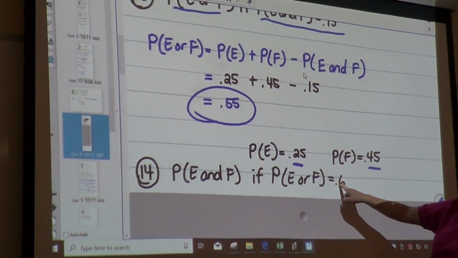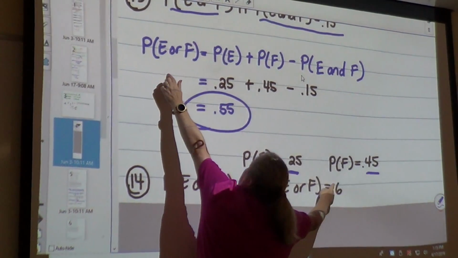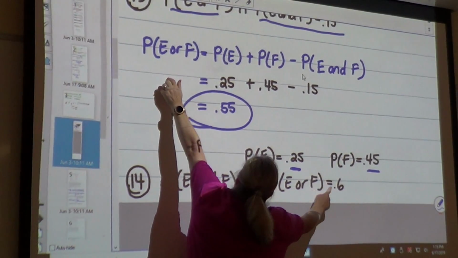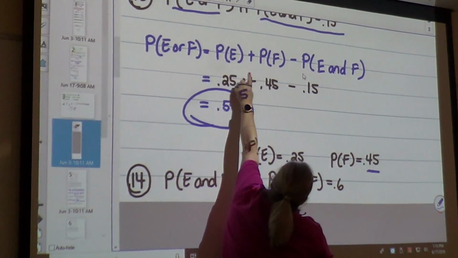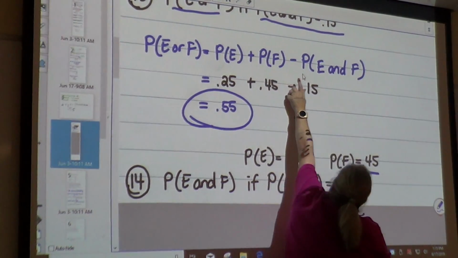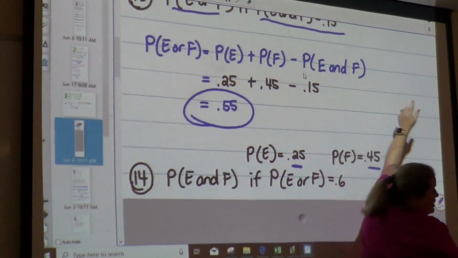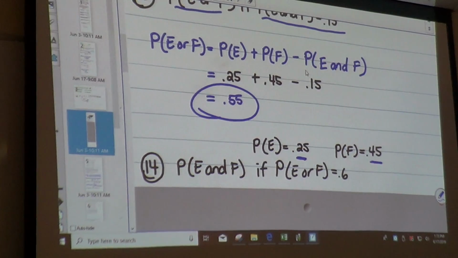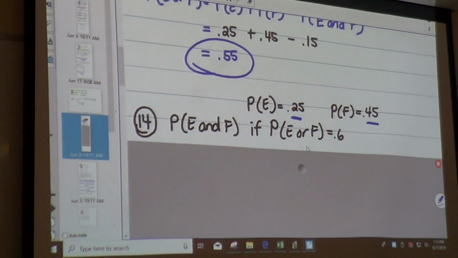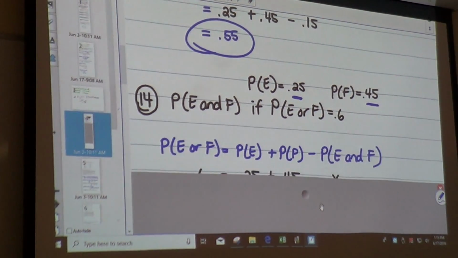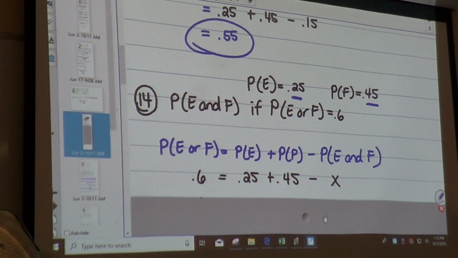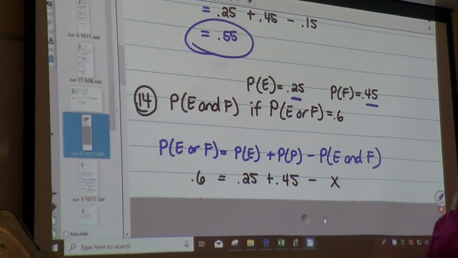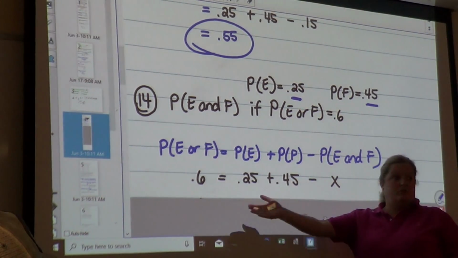Gave us this. So the 0.6 is going here. What is going here? 0.25. What's going here? 0.45. Do we know this? No. So they're changing the order around. We've got to do a little algebra, y'all. Holy cow. What do I do?